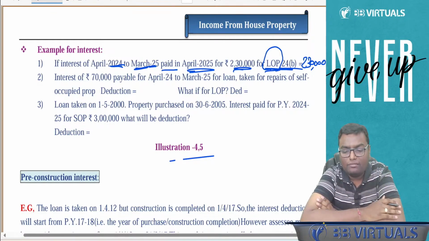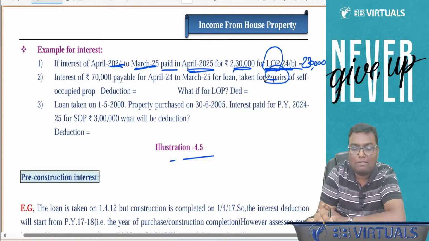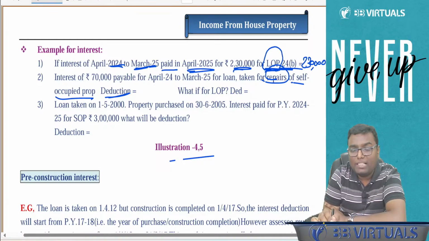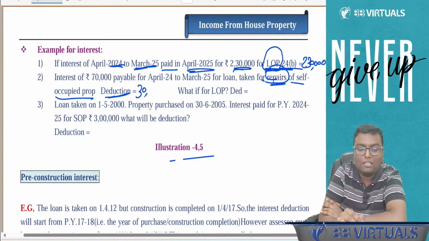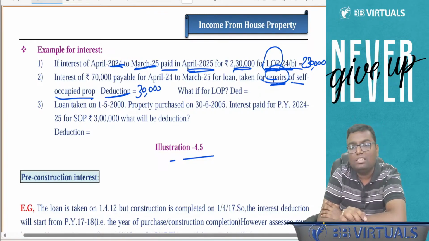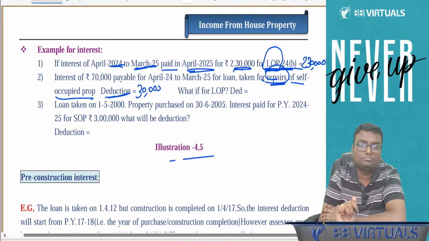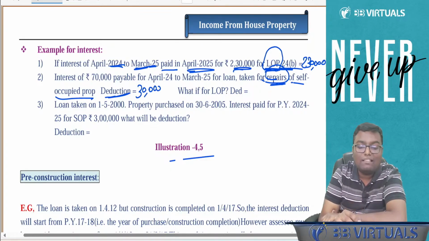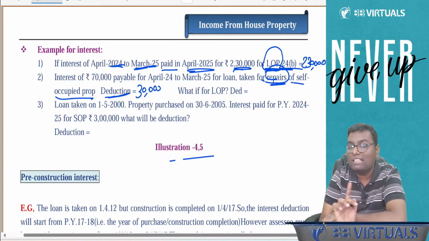For 24-25, the loan is taken for the repairs of a self-occupied property, what will be the deduction? Can we say if it is a self-occupied property and the loan is taken for repair, the deduction will be restricted to rupees 30,000. Tell me, if the person is following 115 BAC, default tax regime, then what will happen? Can I say deduction will become zero? Because in that case, for SOP, deduction is not allowed.